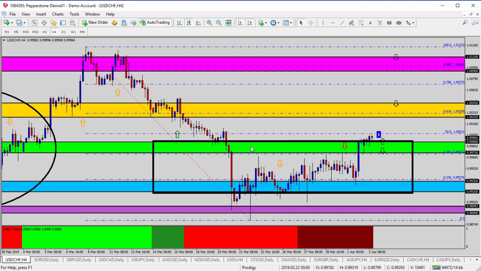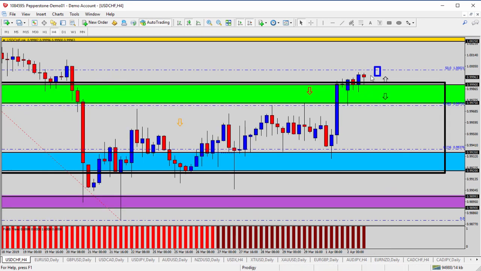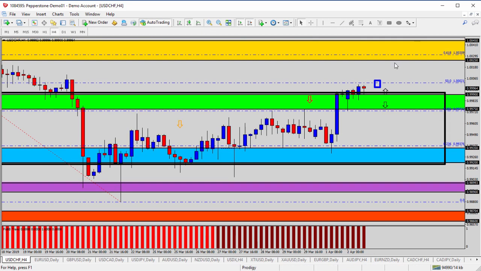Of course, we have news this week out of the U.S., some minor news out for the franc, but mostly out of the U.S. Big news this week, non-farm payrolls towards the end of the week. But again, we need evidence that it's going to stay above this green zone. Then, once it does, we begin looking for opportunities, maybe even a touch back towards the green zone as support before we see that continuation higher.